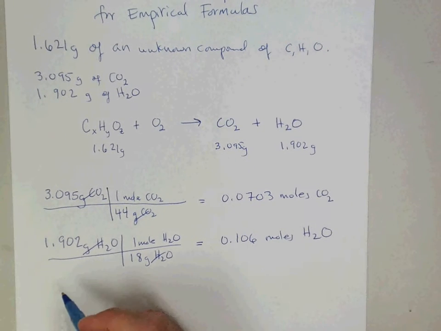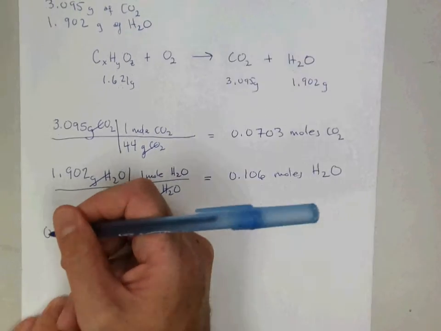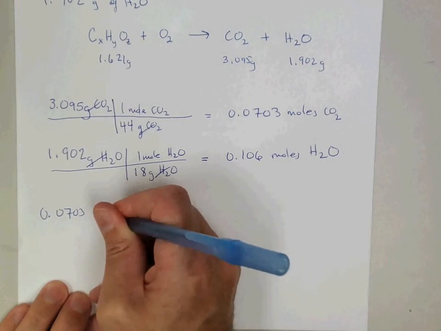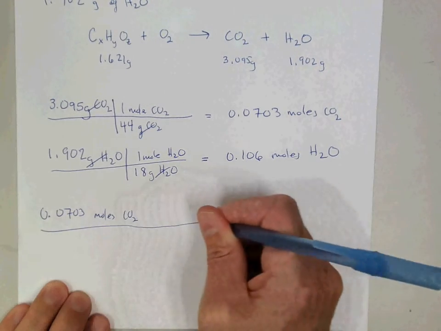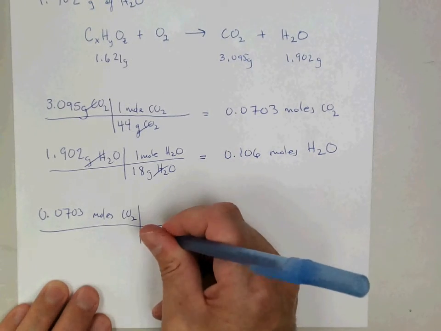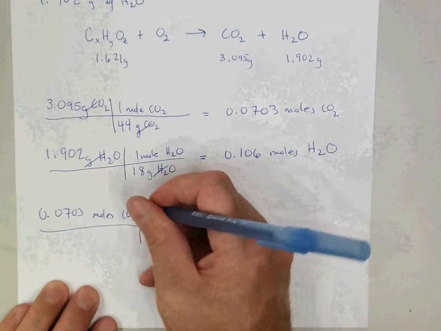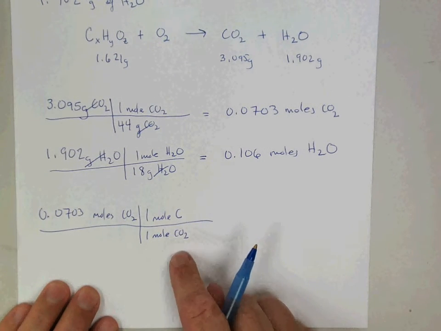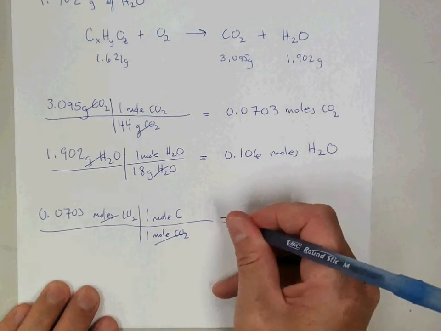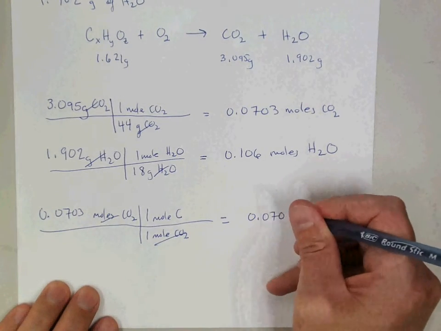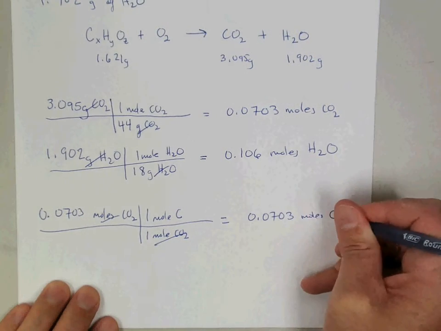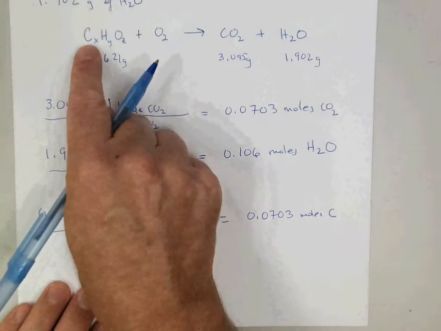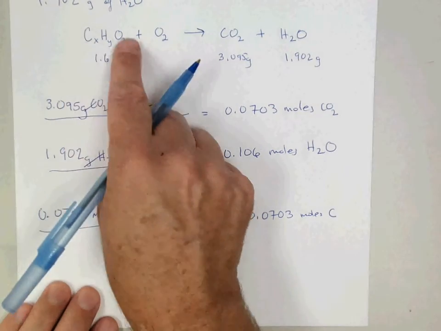So I'm going to come over here and I'm going to say, let's get this a little higher, 0.0703 moles of CO2, and I'm going to use dimensional analysis, and I'm going to say in 1 mole of CO2 there's 1 mole of carbon, because that's the ratio, right? It's 1 to 1, which means that I basically have 0.0703 moles of carbon. So if I produced this many moles of carbon, I started with that many moles of carbon. So now I already have the first mole in my empirical formula calculation.